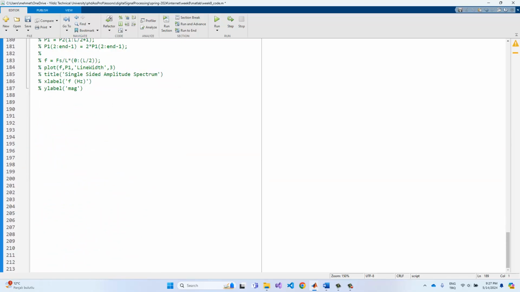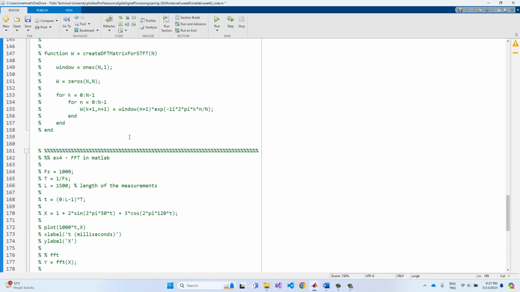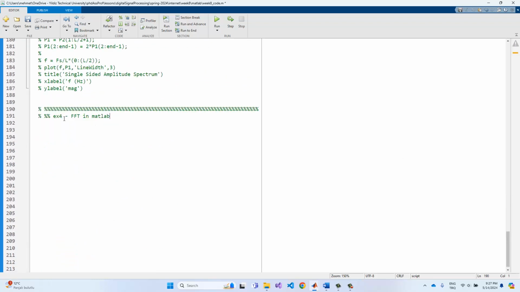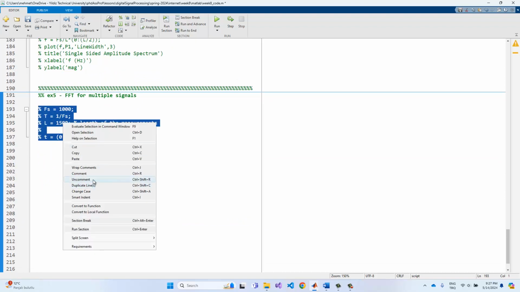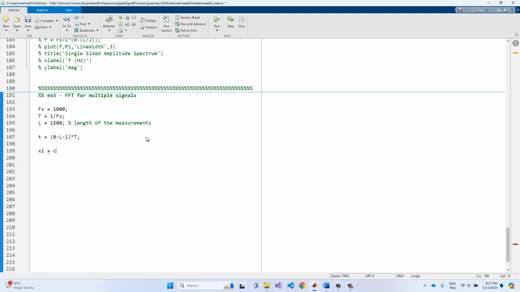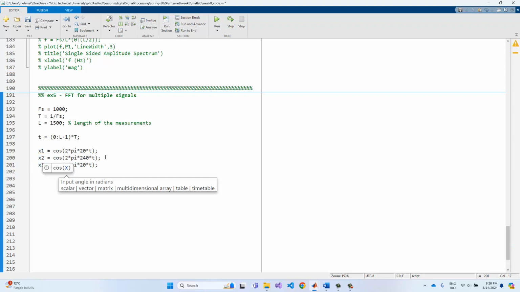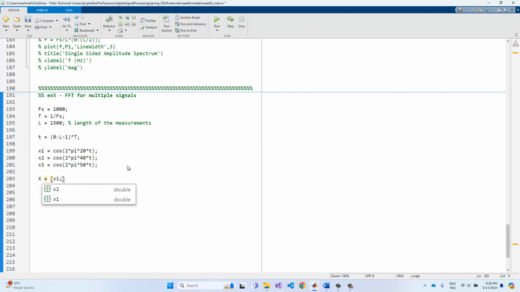Also we can build another algorithm for multiple signal representations. So it's the x5 FFT for multiple signals, and this is the same as the previous one. I can take it and comment. The x1 is the cosine of 2 times pi times 20 hertz times t. These are the basic algorithm. And so the x2 and x3, this is the 40 value, and this is the 50 value. And x can be created with x1, x2, and x3.